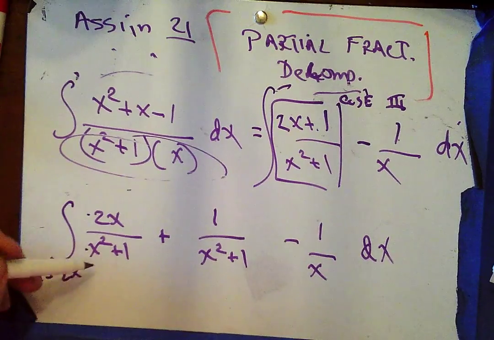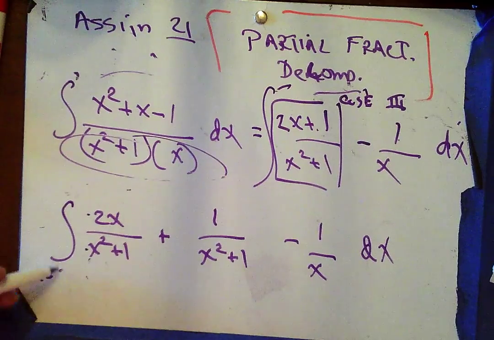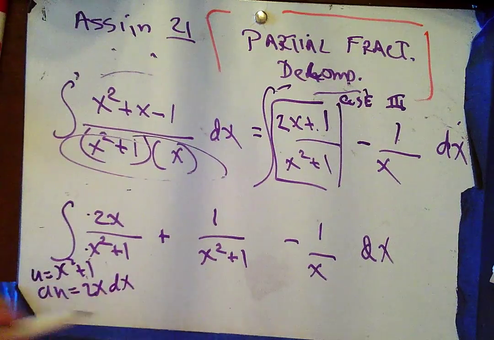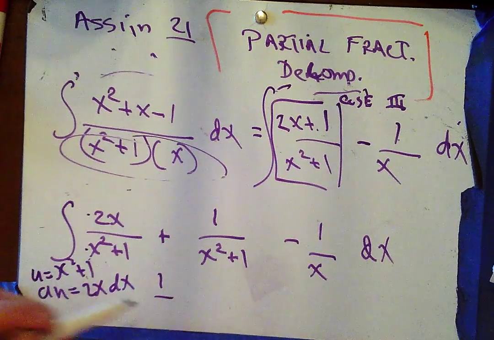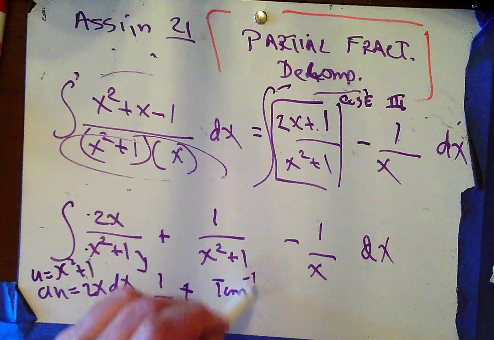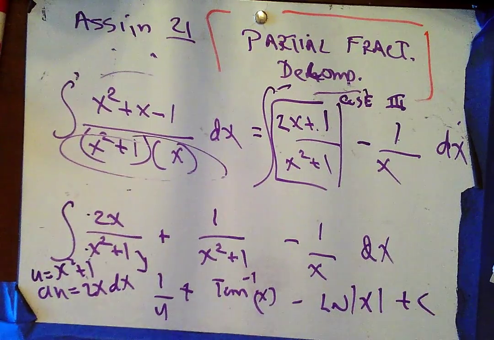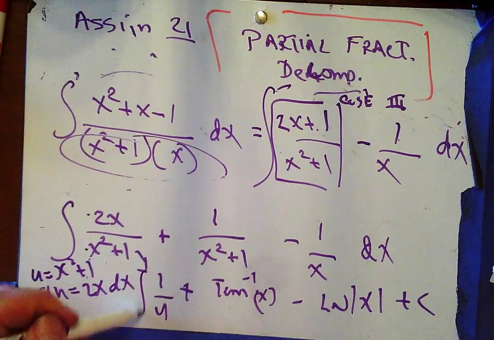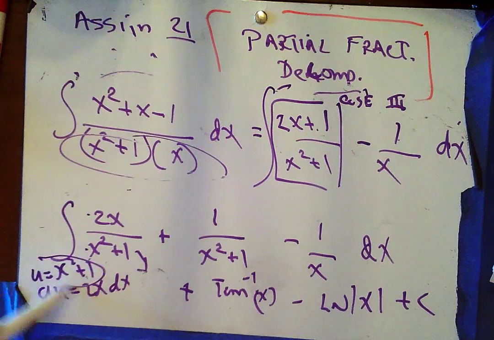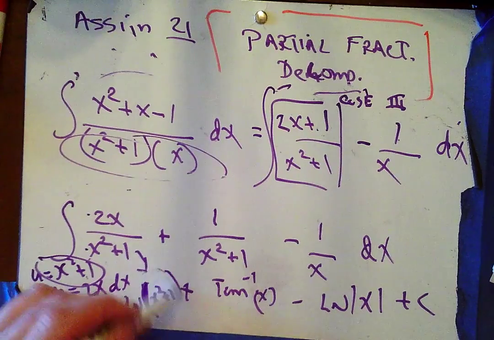U equals x squared plus 1, and du equals 2x dx. So this is going to become the integral of 1 over u, nice, plus tangent inverse x minus ln of x, don't forget the plus c. This integral of 1 over u, well, we know that's going to be ln of u. Our u is this, and so we have ln of x squared plus 1.